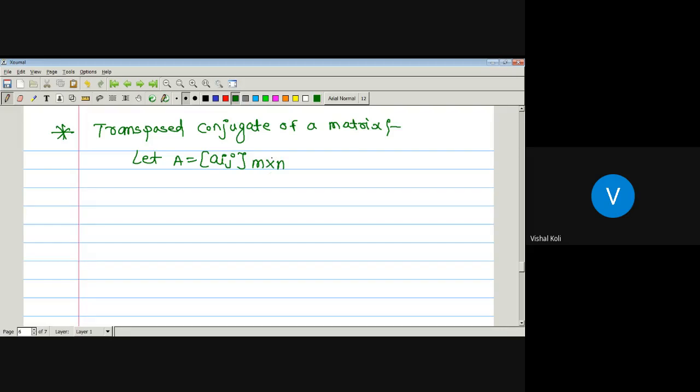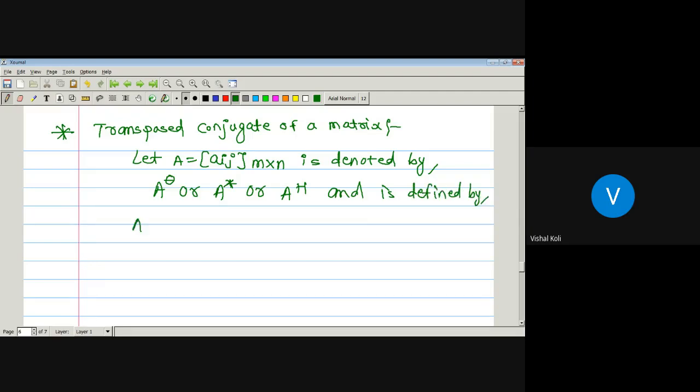Here there is no need to take a square matrix. The transpose conjugate is denoted by A to the power theta, or A to the power star, or A to the power H. These are the symbols or notations used for our transposed conjugate matrix, and it is defined by A to the power theta equal to A to the power star equal to A to the power H, that is equal to the transpose of the conjugate of Aij, of order n cross m.